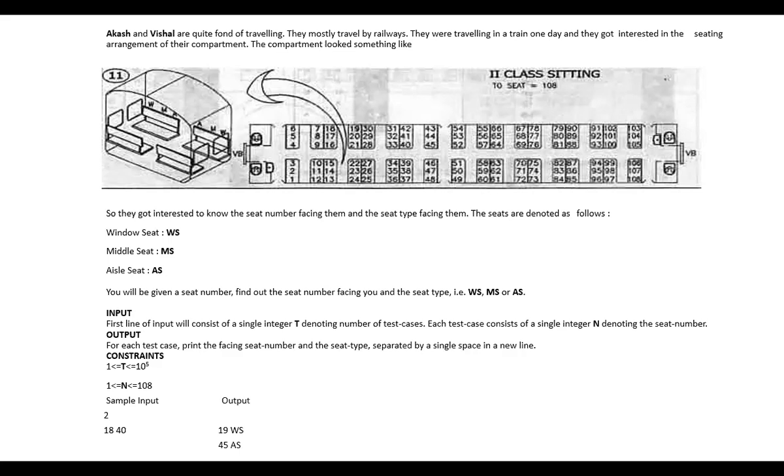Suppose I take two test cases, then I'll be giving two inputs of the seat number. If I have to take 10 test cases, I'll be giving 10 seat numbers. So there will be 10 outputs for that. Okay. So output will be, for each test case, printing the facing seat number and the seat type. That should be separated by a single space in a new line.